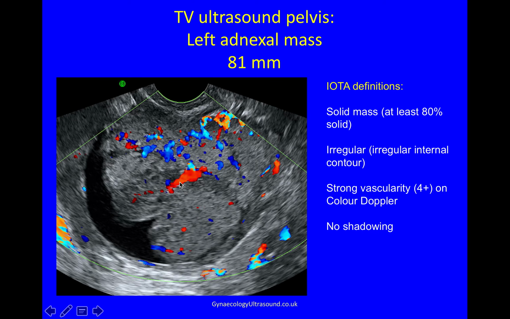The mass showed strong vascularity, a score of 4 on colour Doppler, and 4 doesn't mean it has to be strong throughout. It can be strong in just one area, and I think it's strong here, but also strong and abnormal here. And you can see there's no shadowing behind the mass.